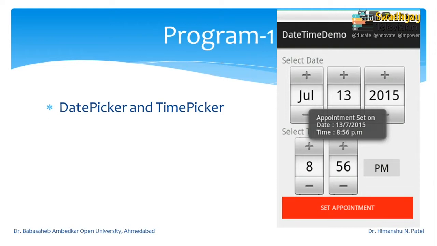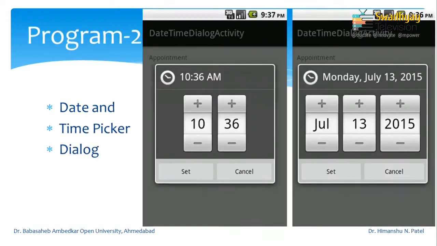Now, here we place one button called set appointment. Whenever user presses this set appointment button, we will fetch this date and time set by user and display these in a toast as a message: appointment set on date so and so and time so and so with AM and PM. This is our first program interface that we are going to implement.